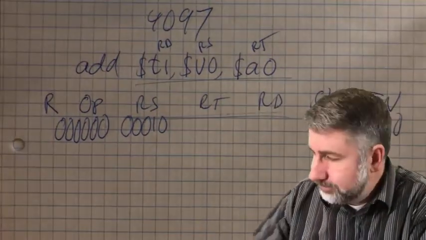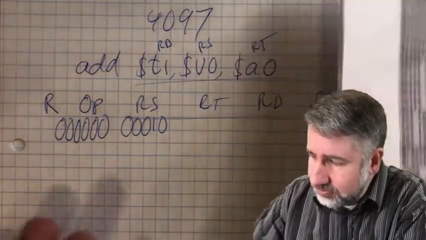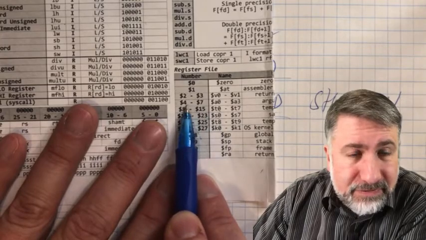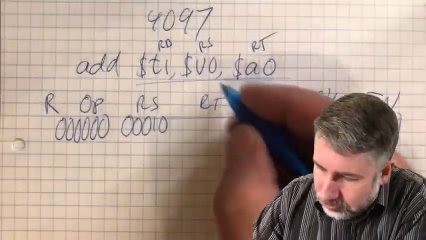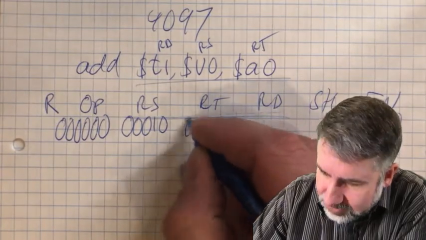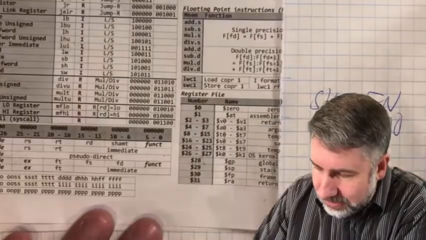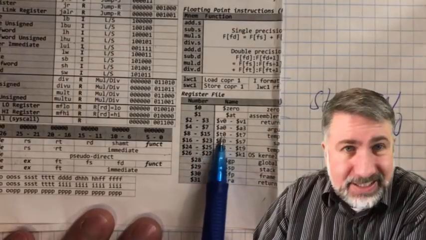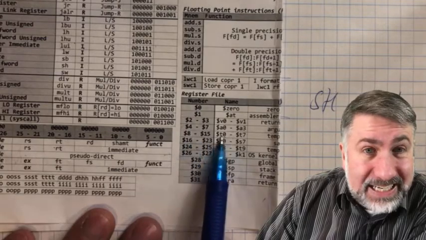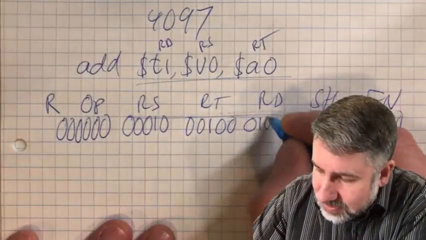That's 2. Then what? RT is A0. What's register A0? Register A0 is register 4. So 1, 2, 4. 8, 16. And then register RD is T1. Well, we'll look at T1 here. We see T0 here is 8. So T1 must be 9. It's right beside it. So register 9 is this.